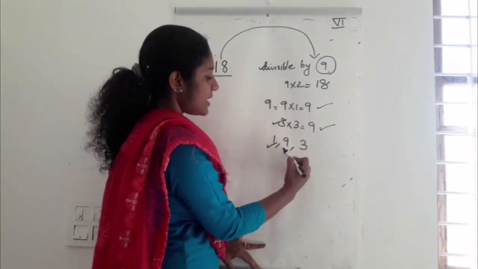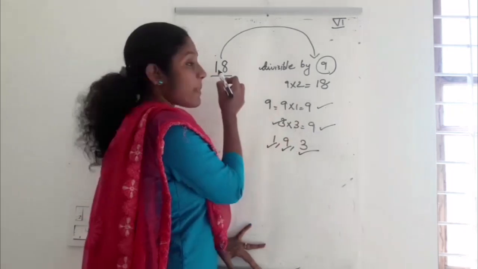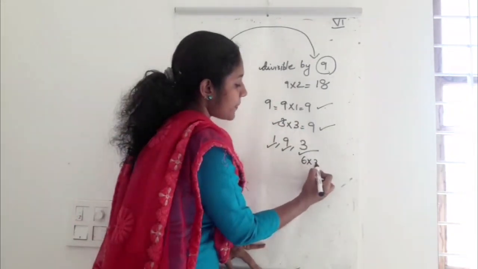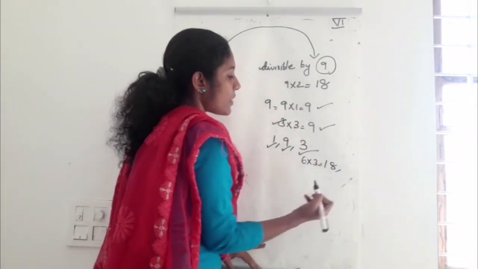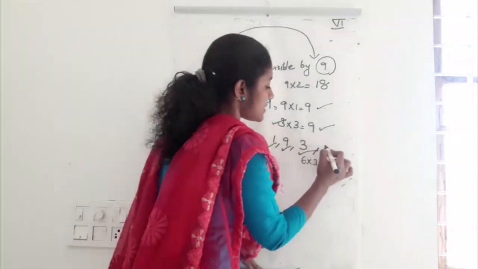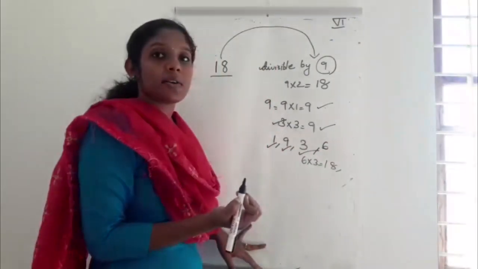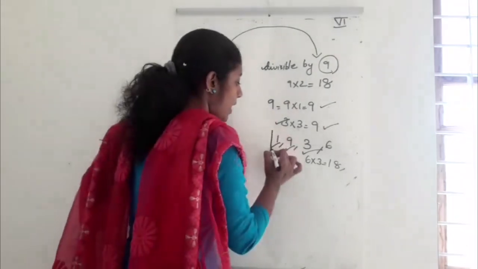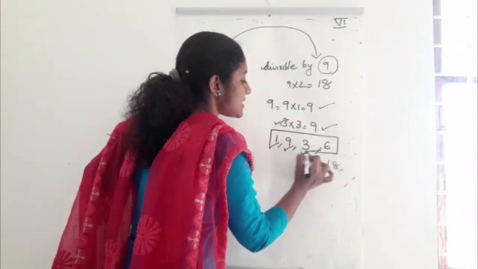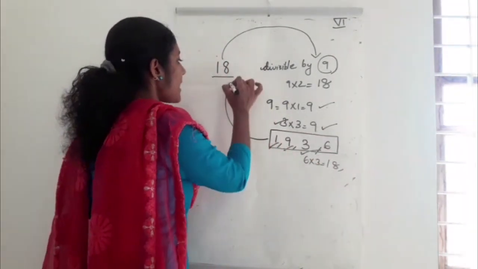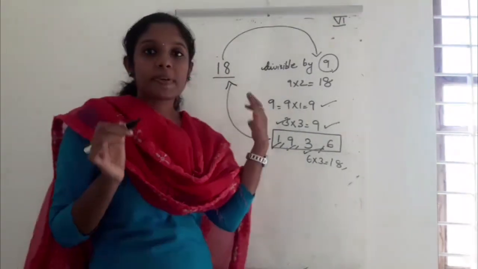Is 18 divisible by 1? Yes. By 9? Yes. By 3? Yes, 6 threes are 18. Then we have one more factor, that is 6, 6 into 3 is 18, so 6 is also a factor. So the factors 1, 9, 3 and 6, these 4 factors divide this number. Hope it is clear for you.